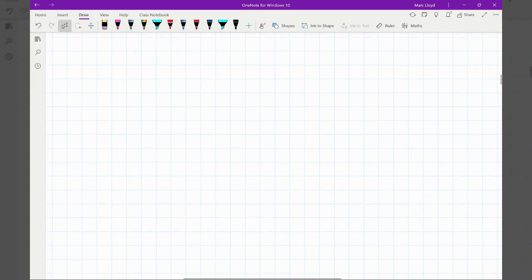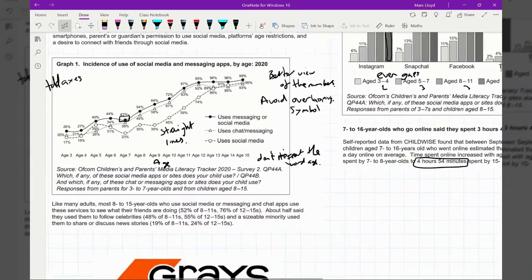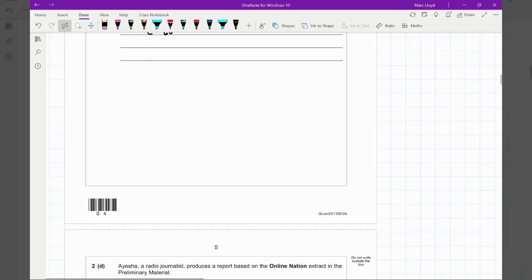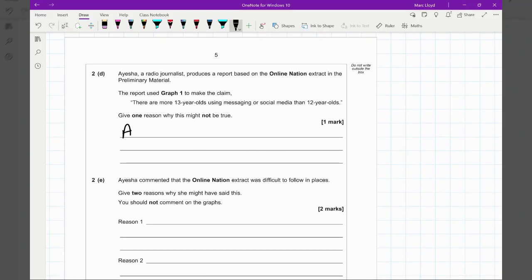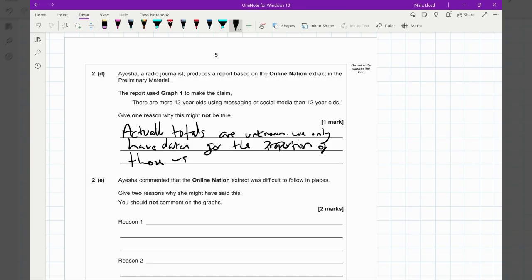So when we go to graph 1, from what I can remember, we've just got percentages, okay? So we don't know the actual amounts. So actual totals, I might have spelled actual wrong, are unknown. We only have data for the proportion of those using messaging or social media. There we go. 1 mark.